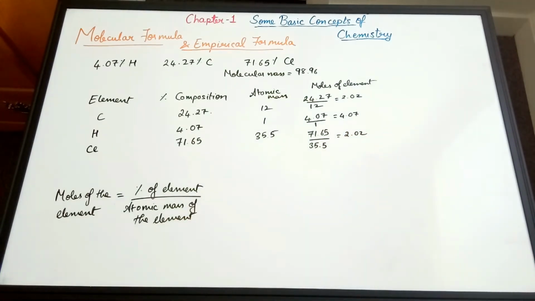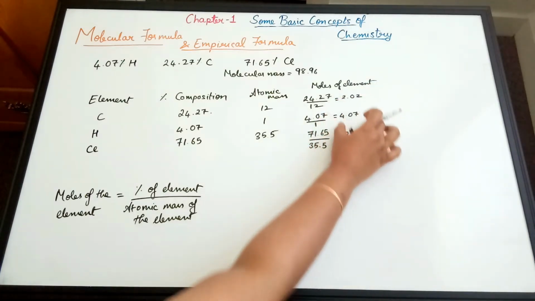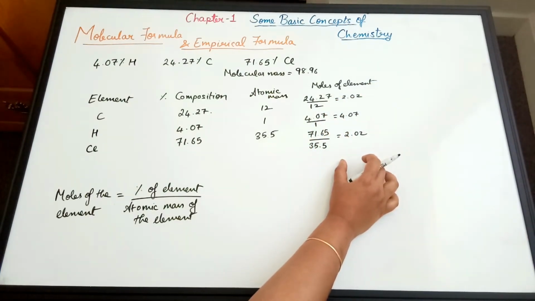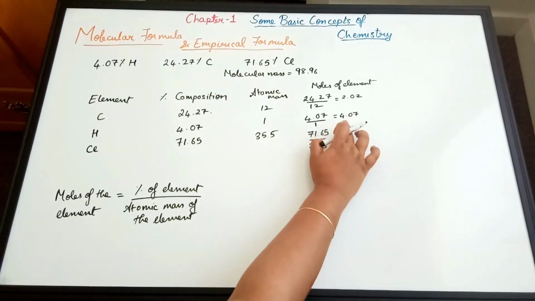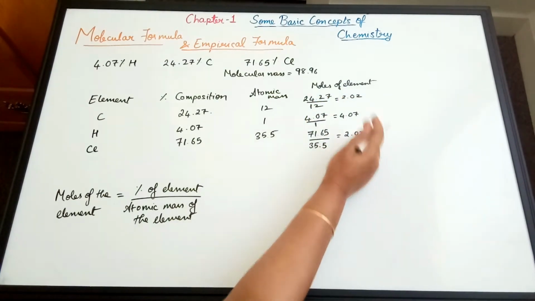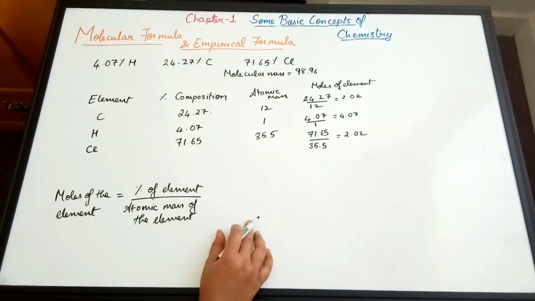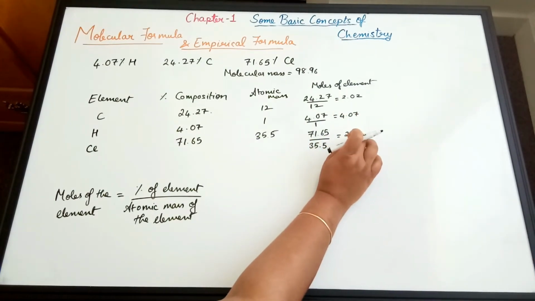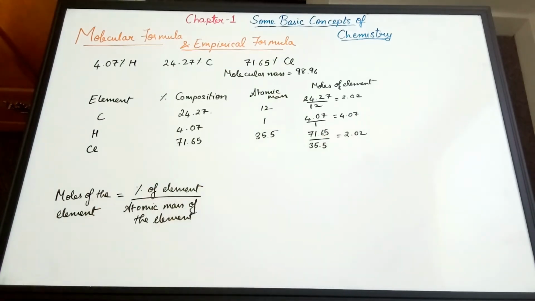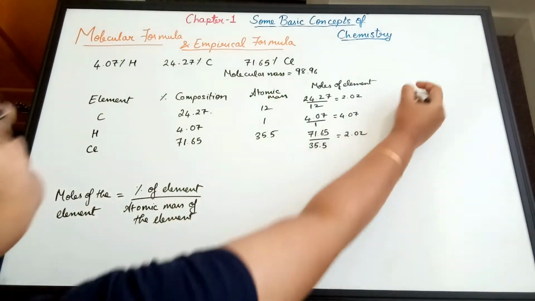Now this is the first step. The second step is to divide the result obtained in the above step by the smallest value amongst them to get the simplest ratio of various atoms. So what do we have to do? We just have to divide what we've gotten in this column by the smallest value. Here you have 2.02, 4.07 and 2.02. Out of these three, 2.02 is the smallest. So we need to divide all these three values by 2.02, and this will give us the mole ratio.